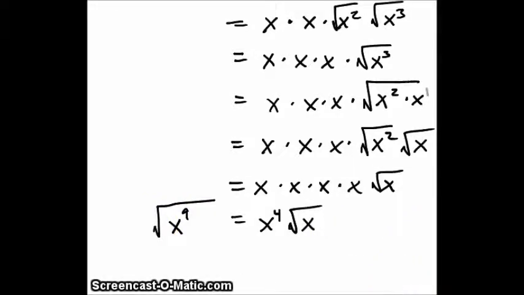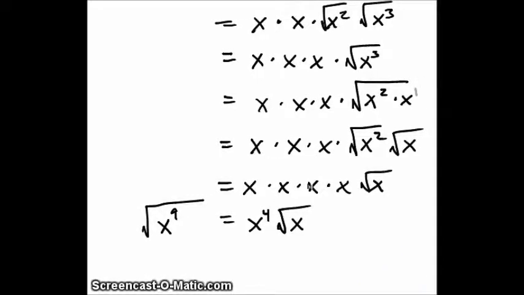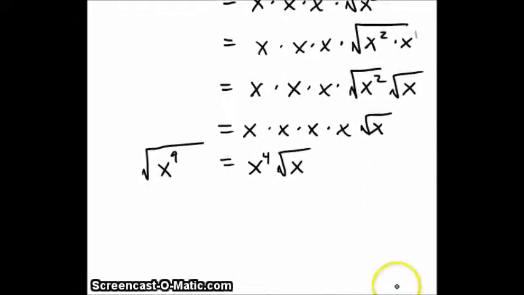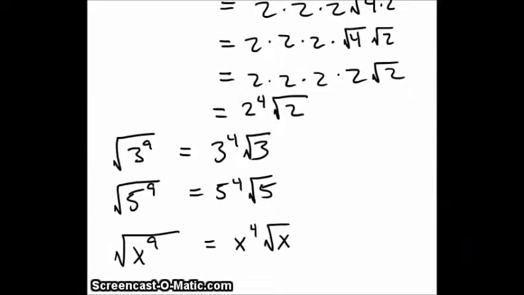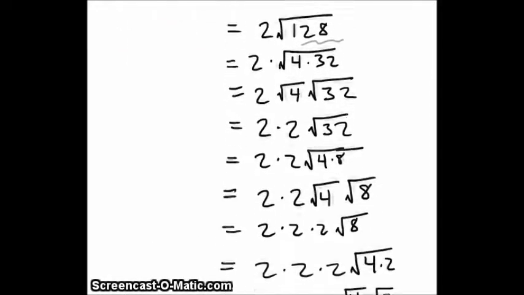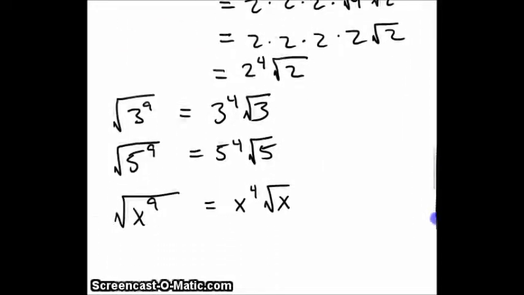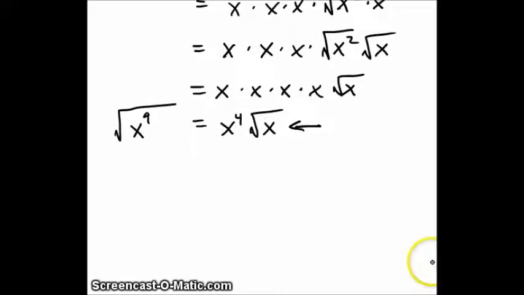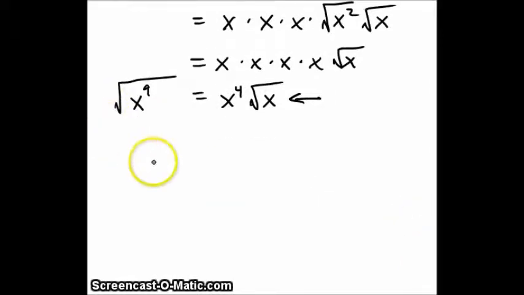Now, if you watch that entire derivation, you'll notice that the process I went through is exactly the same as the process I went through over here. I didn't really change any particular step. It took me the same number of steps to get to x to the 4th power times the square root of x as it did for me to get over here. So let's see if there's a shorter way that I could do this.